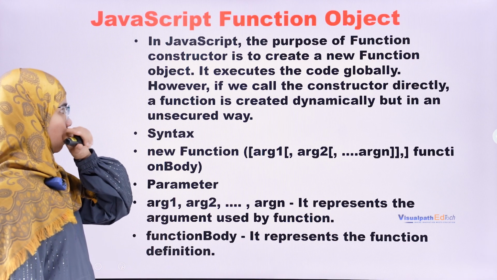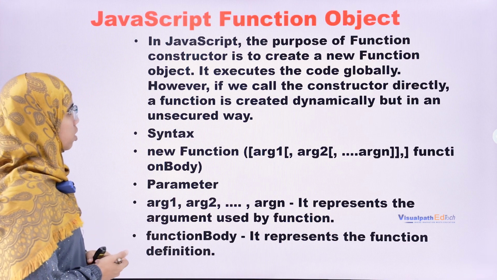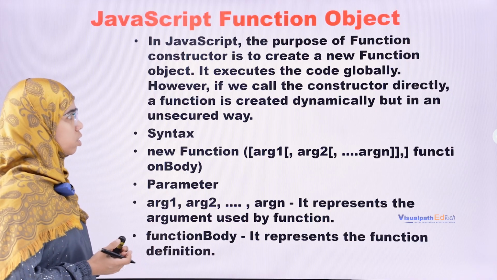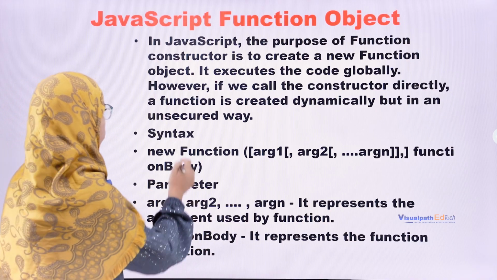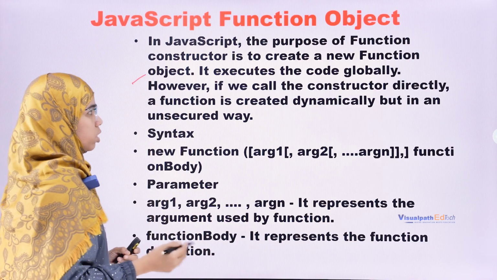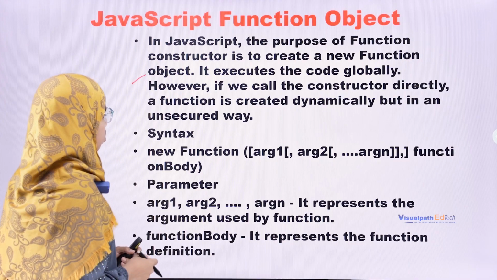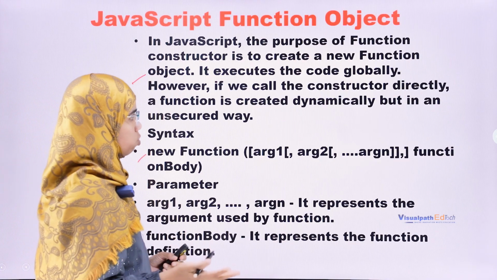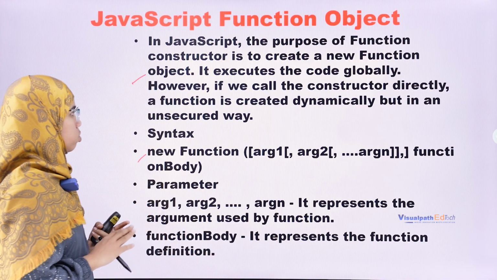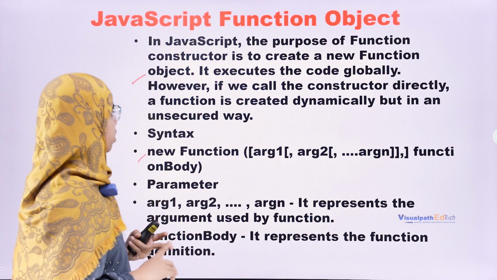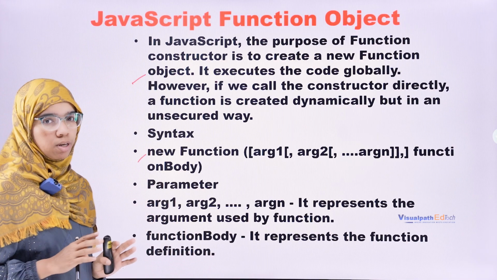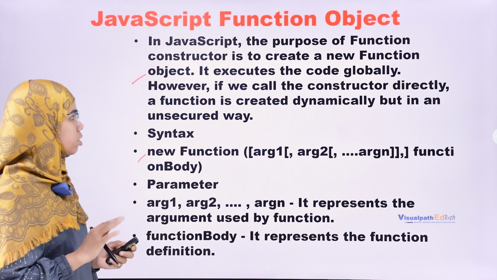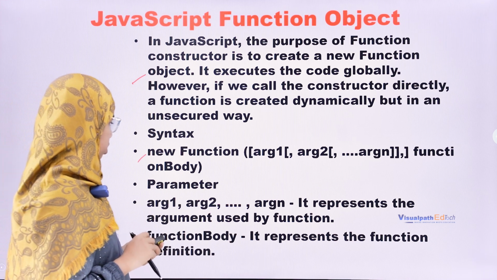Now coming to function objects, the purpose of function objects is function constructors. It is used for creating new function objects and for using them globally. You can create new objects for new storage, new memory allocation. So it can be created dynamically, but it is not a secure way of creating objects. It is a very insecure way of creating objects.